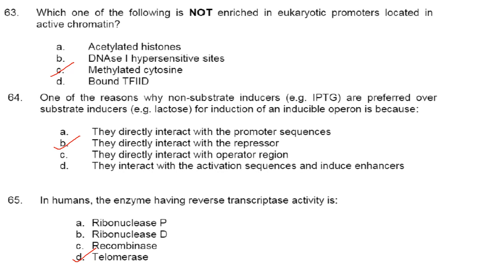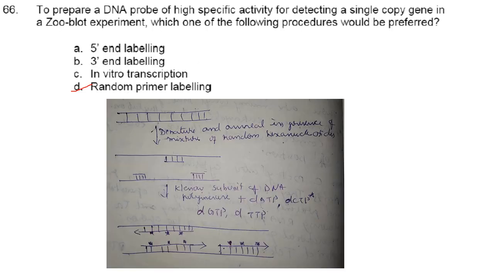Then in humans, the enzyme having reverse transcriptase activity is, so it is telomerase. Answer is option D. Then next one. To prepare a DNA probe of high specific activity for detecting a single copy gene in a Zoo-blot DNA experiment, which one of the following procedures would be preferred? So you have to prepare a DNA probe for use in a Zoo-blot experiment. So this can be done by using random primer labeling.